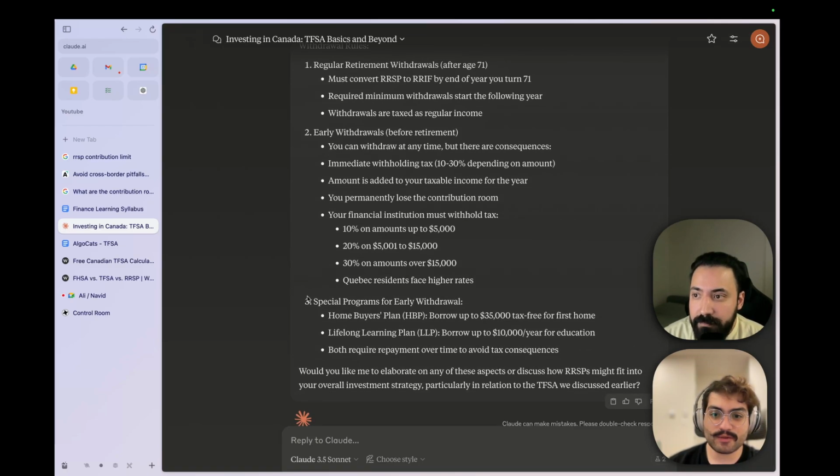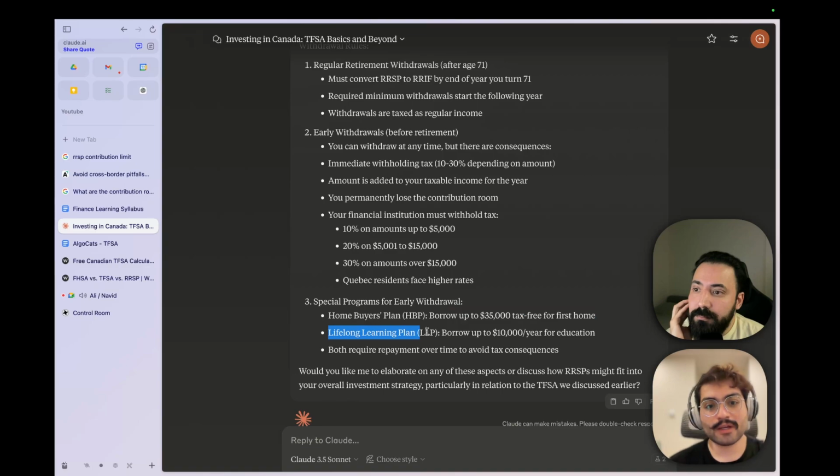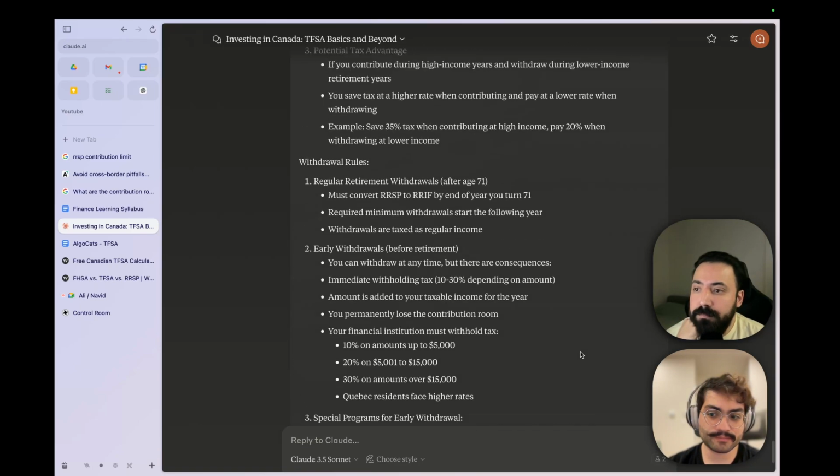So if you're saving for some specific special program, just use another account. So there is a home buyer's plan, which lets you borrow up to 35K tax-free for your first home. And the lifelong learning plan, where you borrow up to 10K a year for education. Both require repayment over time to avoid tax consequences.